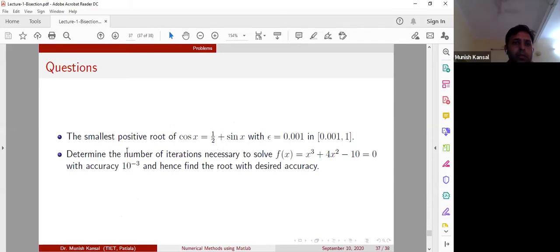Then you make use of the plot and you start your interval, apply the bisection, and you will get the root. Similarly, here this is for the smallest positive root. In this question, because he is asking you to calculate the smallest positive root, you had better start with interval 0 to 1, or you plot the graph. You will get the idea that the root is lying between 0 and 1. So A is equal to 0, B is equal to 1, tolerance is given to you. You can easily find out the answer of this. Similarly, the last question is a polynomial equation. You have to find out the number of iterations using the formula I have taught you earlier, then find out the root of this.